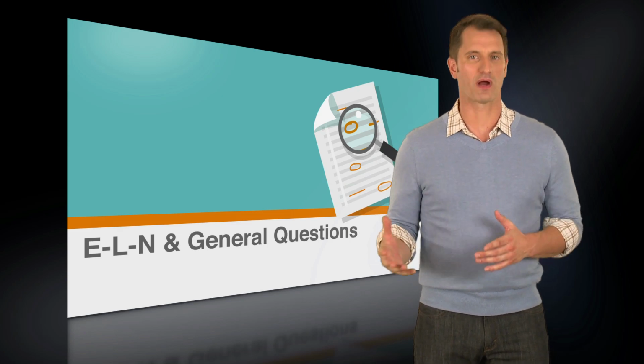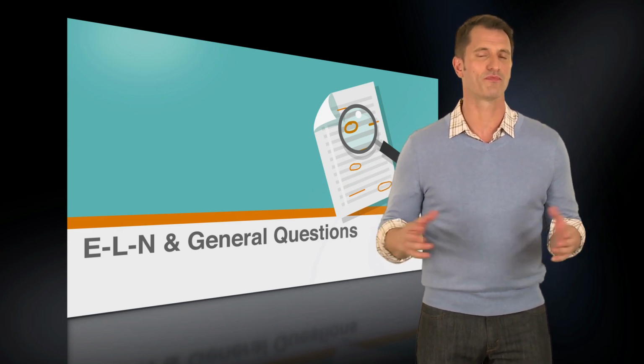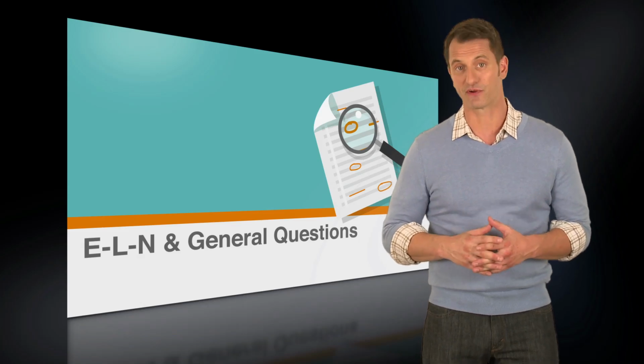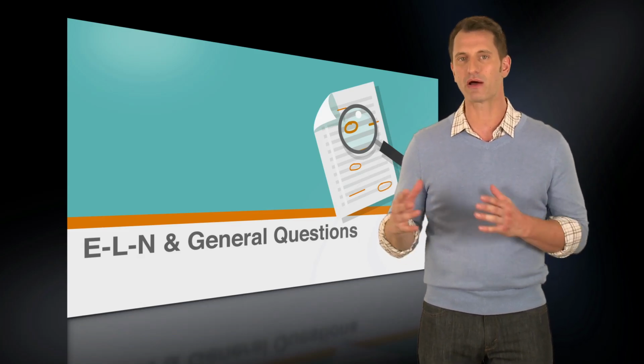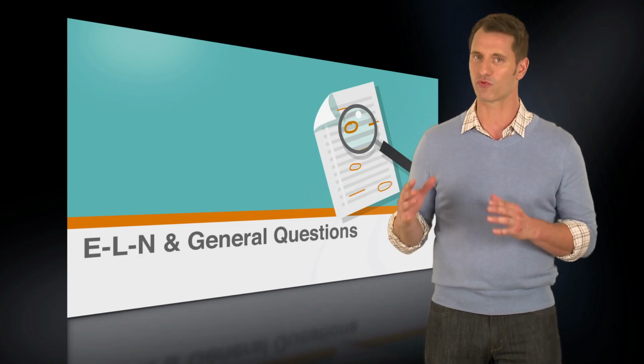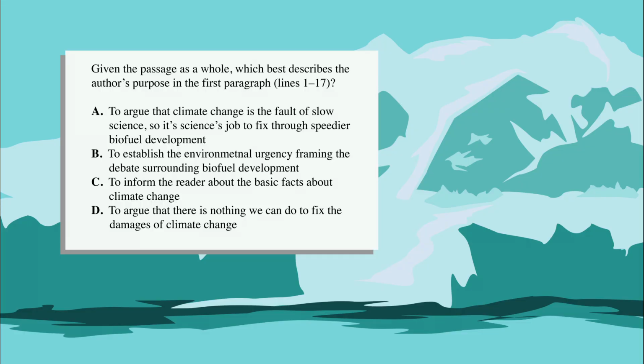Now let's look at general questions that ask you about the passage as a whole. General questions are usually not very difficult, but they require a level of understanding about the passage that can only come after a careful reading. Having answered the more specific questions first, you will have read and analyzed the passage enough to tackle the general questions. Let's look at an example. Given the passage as a whole, which best describes the author's purpose in the first paragraph, lines 1 through 17? The objective of this question is pretty straightforward, so we just need to use our knowledge of the passage and the process of elimination to get rid of the obviously wrong answers.